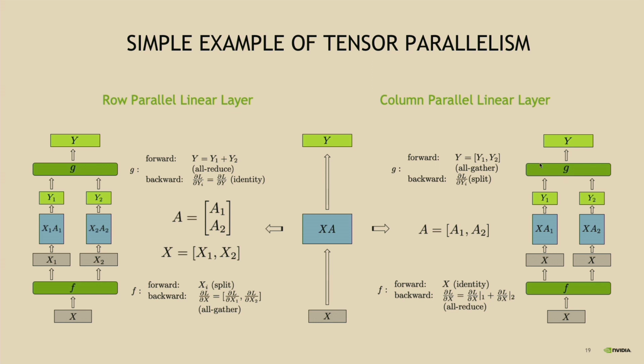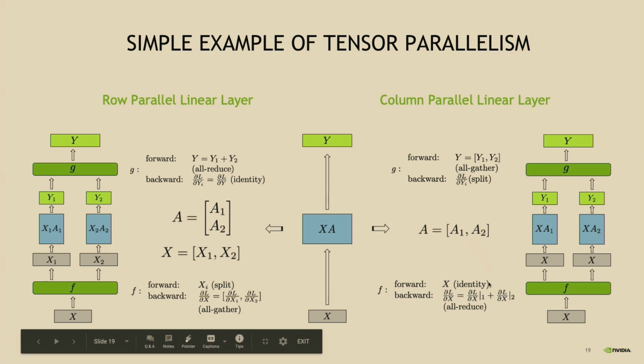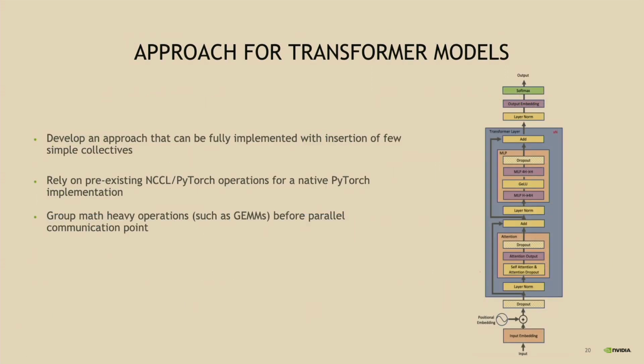It is similar for row parallel linear layers as well. So this was the example for the column parallel. Again, the takeaway here is that we need to have these simple primitives inserted into the code to be able to parallelize these. So now the question is how we can do this for a transformer.